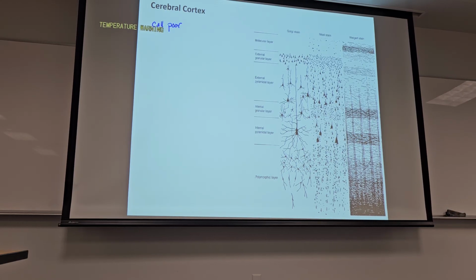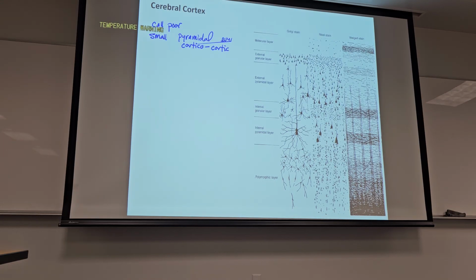External granular layer. These are small pyramidal neurons. I will wait till it appears. These are mostly cortical, meaning that they only transport information from cortex to cortex. It doesn't go anywhere else. So it's just giving local connections and connectivity.